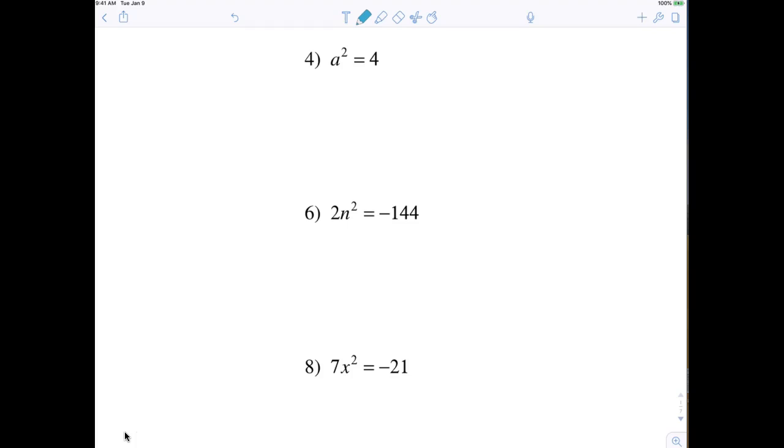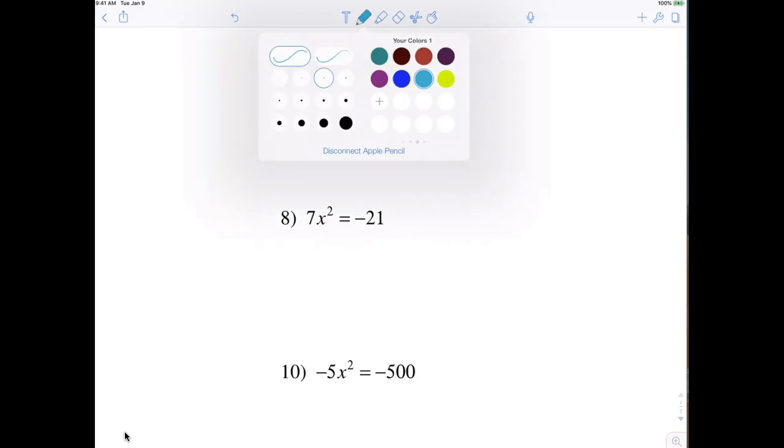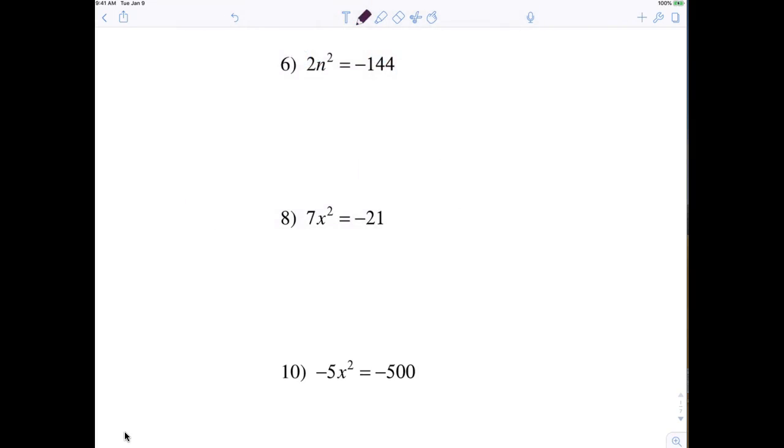All right? So number 4, a is equal to what? Yes, plus or minus 2. Now, number 6, I need you to be careful with question number 6. I have to isolate the square first. You divide by 2 first. So you're going to say n squared is equal to what? Negative 72.